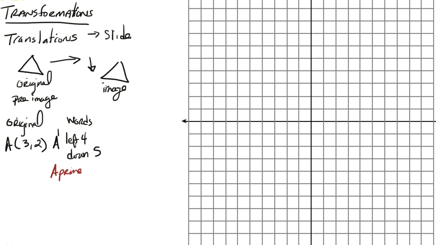Let's graph the first point, and then we'll graph the translation. So (3, 2). This is 3. Just so I get some numbers on here. So (3, 2), and that's A. Now the next one, A prime. From the (3, 2), we're going to go left 4: 1, 2, 3, 4. Down 5: 1, 2, 3, 4, 5. And that's going to be called A prime.